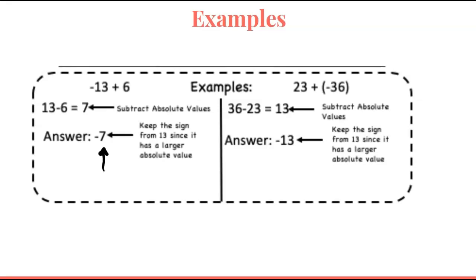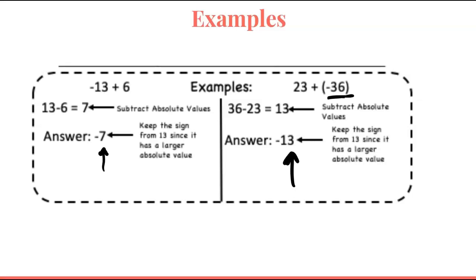Let's look at the second one. This time we have a positive number plus a negative number. Follow the same rules. We subtract the smaller absolute value from the larger one. So we do 36 minus 23, which is 13. Then we look, 36 is larger than 23. So we keep whatever sign 36 has in the original problem, which is a negative. Therefore, my answer is negative 13.